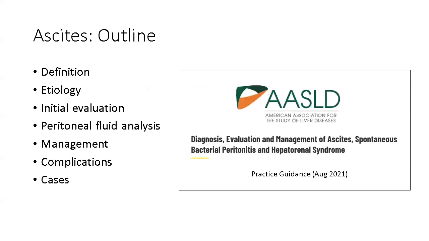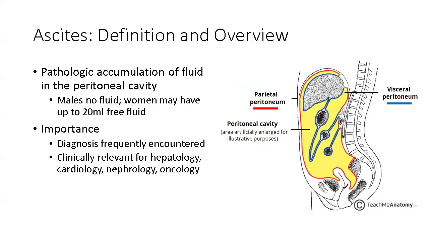Okay, so we'll go over definition of ascites, etiology, initial evaluation, the fluid analysis, management, complications, and then I have several questions at the end to go over. Much of what I cover is going to be from the AASLD, the American Association for the Study of Liver Diseases. This is practice guidance, not necessarily guidelines, and I highlight that because it's not formal guidelines. There's not a lot of large studies, meta-analyses, or randomized controlled trials, but this is really consensus guidance from the experts.